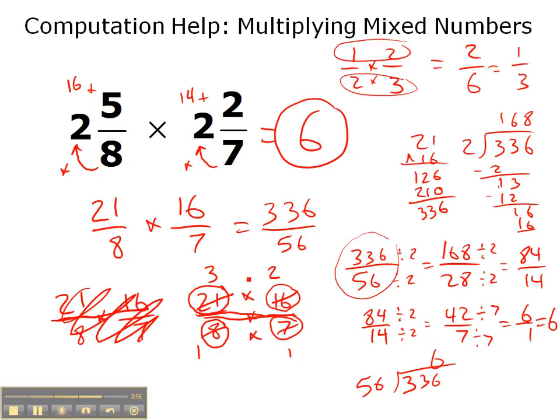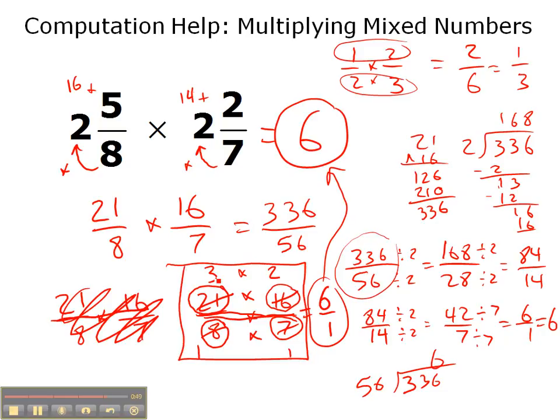Now we can't simplify anymore, so we just do top times top. 3 times 2 is 6, and bottom times bottom. 1 times 1 is 1, and 6 over 1 gives us 6, the same product. But you can see it's much easier to do your simplifying when the numbers are small than when the numbers are very large. So it's better to cross simplify before you multiply.